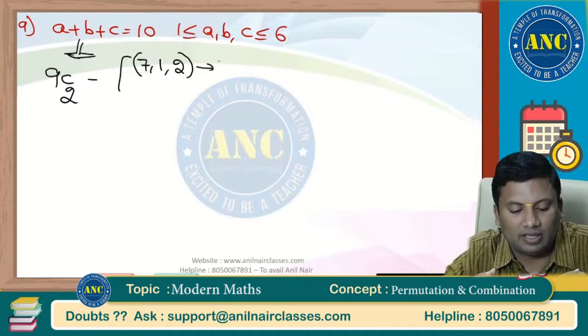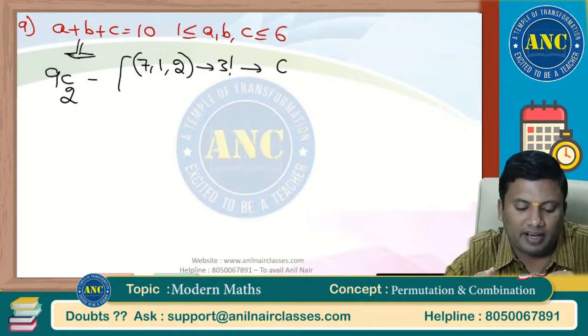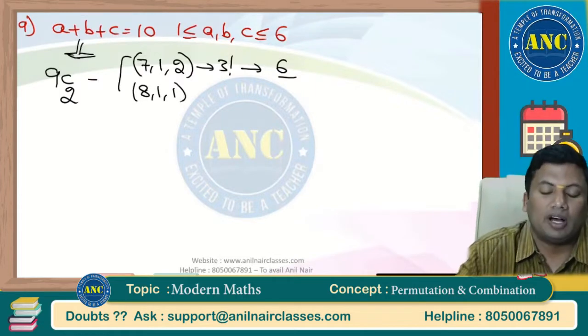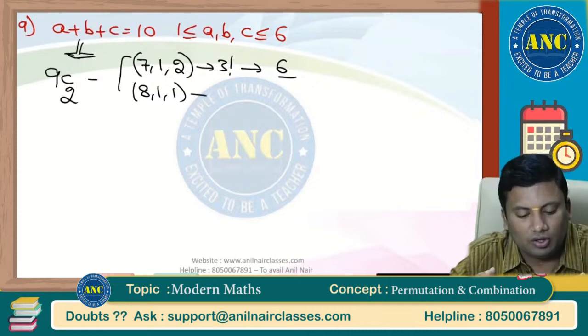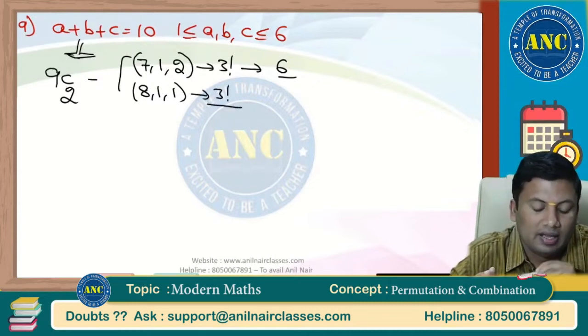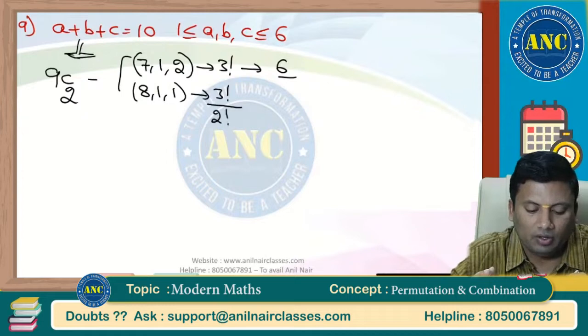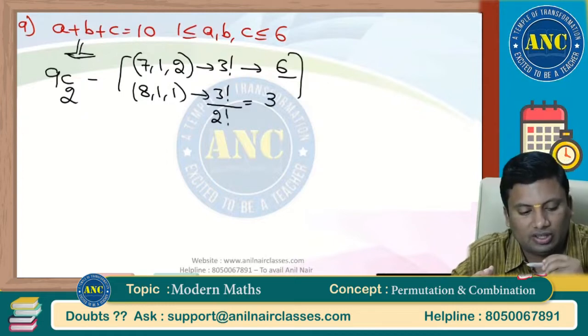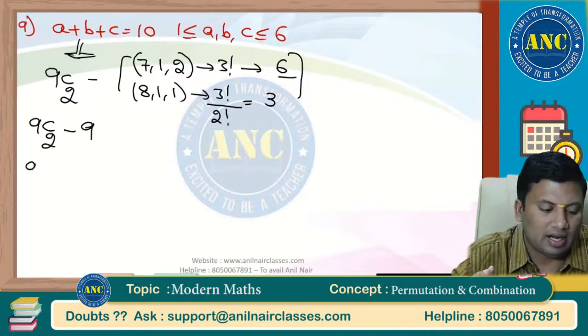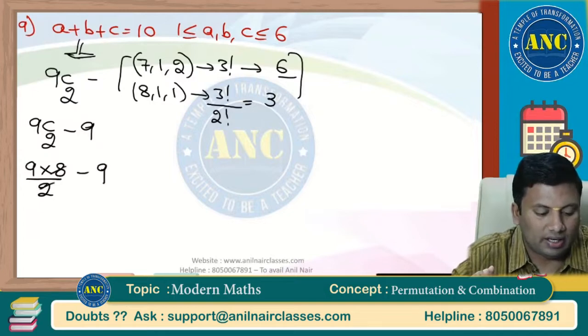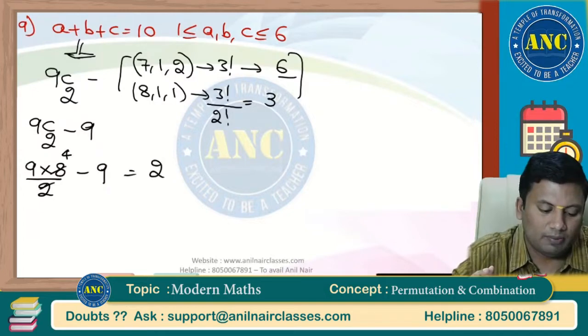These 3 numbers can arrange among themselves in 3 factorial, which is 6. 8 comma 1 comma 1: the upper limit of A, B, C is 6, it cannot go beyond 6. So of the 3 numbers, 2 are identical, so 3 factorial by 2 factorial, which is 3. So this is nothing but 9C2 minus 9. 9C2 is 9 into 8 by 2, which is 36, minus 9. The answer is nothing but 27.